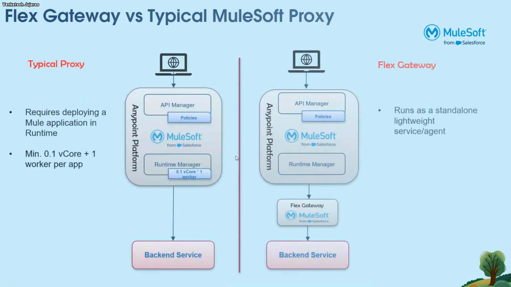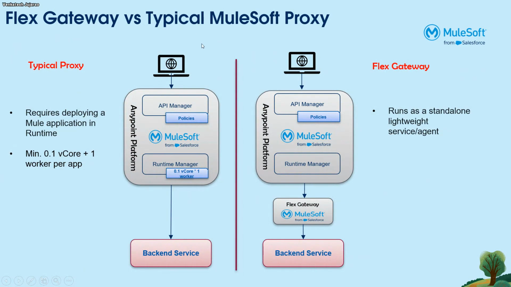Now, just to give you a brief understanding of the difference between the typical MuleSoft proxy and the Flex Gateway. In a typical MuleSoft proxy, let's say I have eight backend services which I have to protect. I end up creating eight proxies of 0.1 vCore, because a minimum of 0.1 vCore is needed if we have to create MuleSoft policies. So we will end up utilizing additional vCores to protect our API.